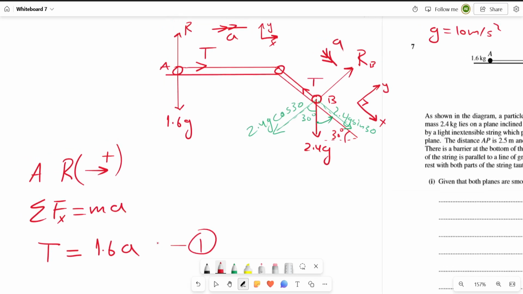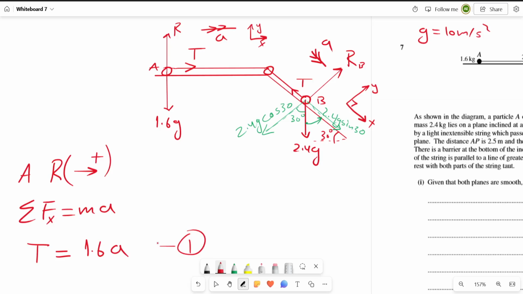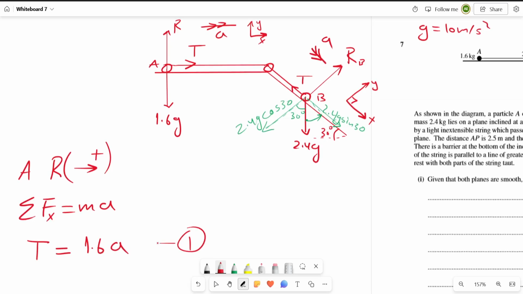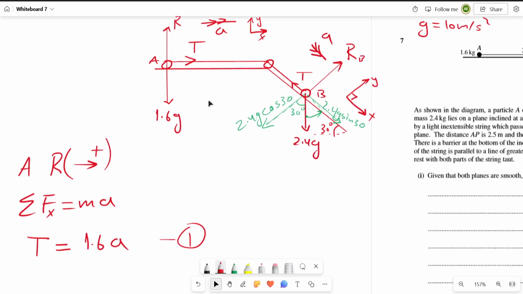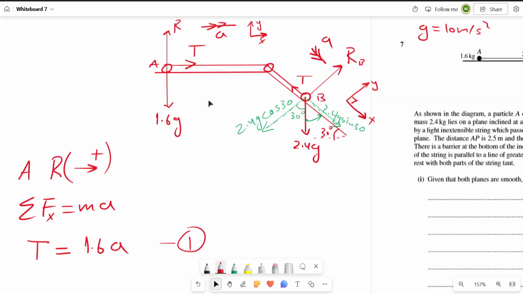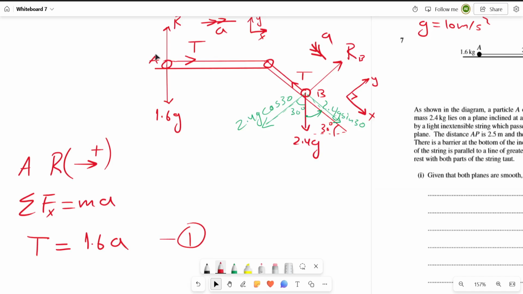I do not need to resolve in the Y direction for A because it's not going to help me at all. I'm just going to get the reaction force equal to 1.6 G, which is not important to me right now. Whenever there is friction, then the reaction force is important because we know friction is equal to mu times R. So that's how you will get R into the equation. But here, since it's smooth, I don't need to.